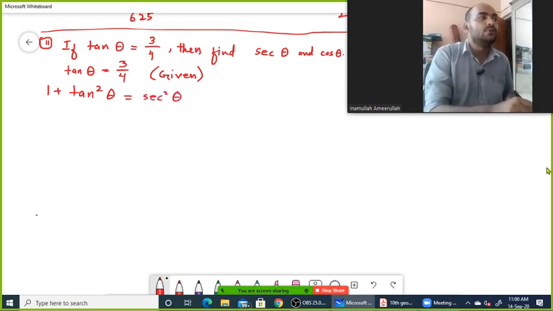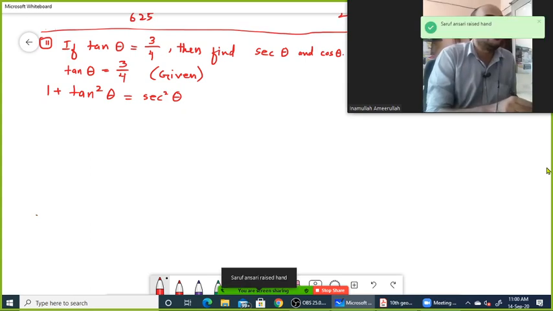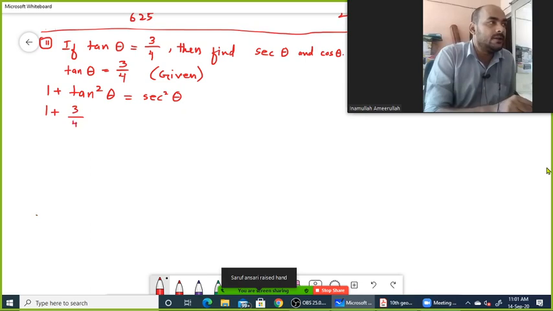So I am going to use this identity; any one of those three you can use. That is sec square theta minus tan square theta equals 1, or tan square theta equals sec square theta minus 1, or 1 plus tan square theta equals sec square theta. So we have three identities which are related with tan and sec. So any one of these three we can use for this question. So I am taking this one, 1 plus tan square theta equals sec square theta, where 1 will remain as 1 plus tan square theta. Tan square theta, that is 3 by 4 whole square, is equal to sec square theta.